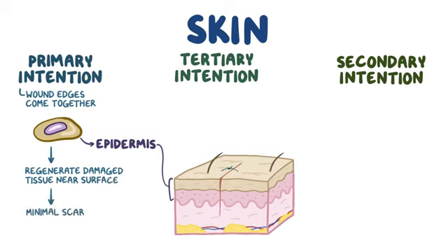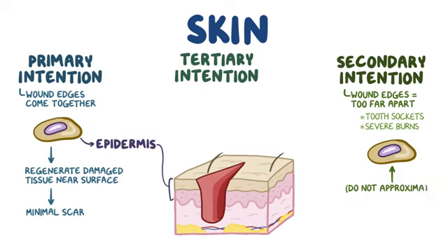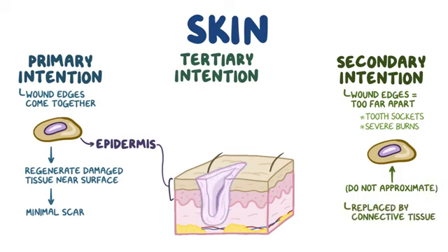Healing by secondary intention occurs when the wound edges are too far from one another, and this can be a consequence of significant tissue loss or if there's an object embedded in the wound that prevents the edges from coming together. Examples of healing by secondary intention include tooth extraction sockets or severe burn injuries. Since the stem cells in these wounds do not approximate, the wound is replaced primarily by connective tissue that grows from the base of the wound upwards.